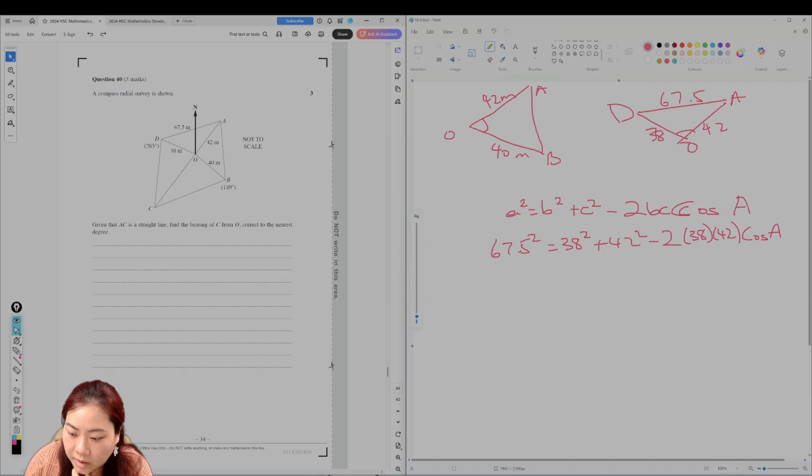Let's do a little bit at a time with this one. It's pretty long. 67.5 squared.